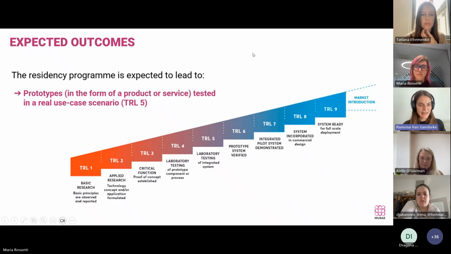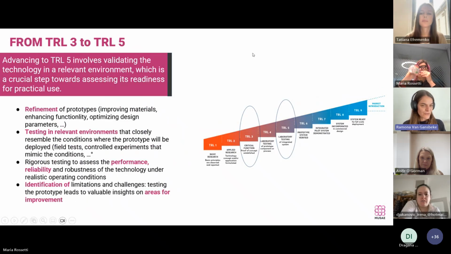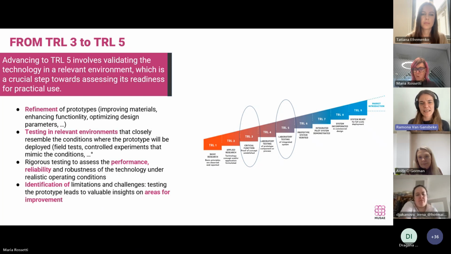So at TRL3, technology has typically undergone a proof of concept establishment, which means that initial experiments or theoretical studies have been conducted to demonstrate the feasibility of a technology in a controlled laboratory setting. However, at this stage, there might still be some considerable uncertainties regarding its practical applications and performance in real-world conditions. So advancing to TRL5 really involves validating the technology in a relevant environment, which is a crucial step towards assessing its readiness for practical use.